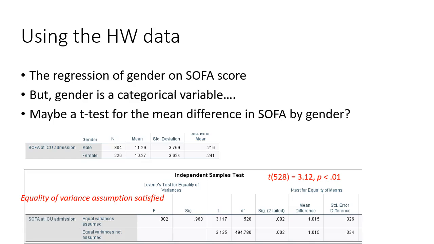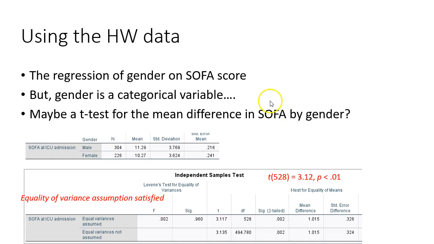You can see the descriptive statistics suggest that the SOFA score, where higher scores are worse, for men is 11.29 and for women it's 10.27, and the t-test is significant. So the obtained t here is 3.12 approximately, and that's a p-value less than 0.01. The mean difference between the groups, the subtraction between 11.29 and 10.27, is 1.015. And that test is significant.